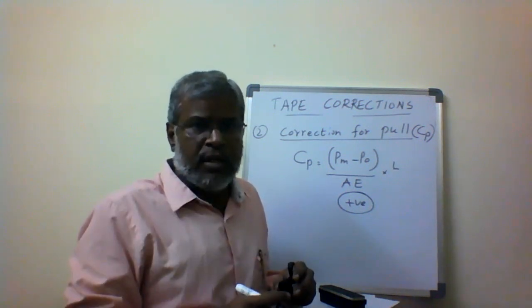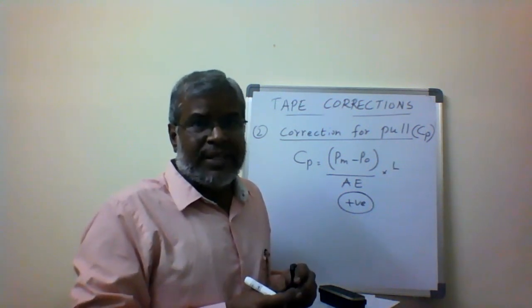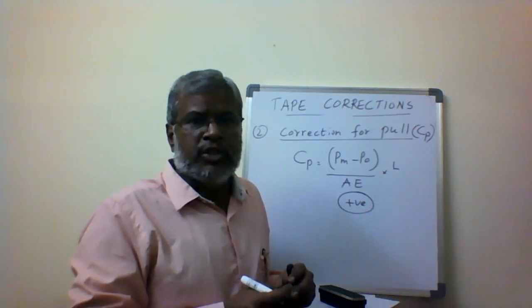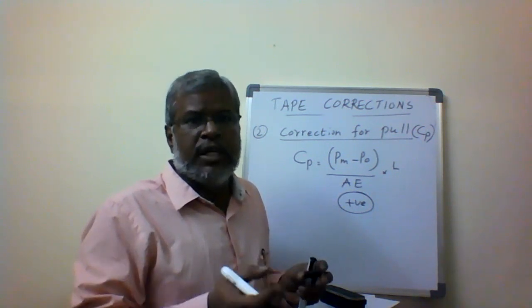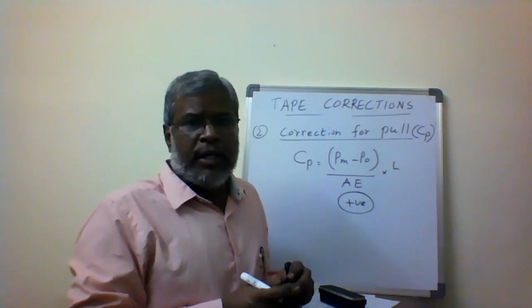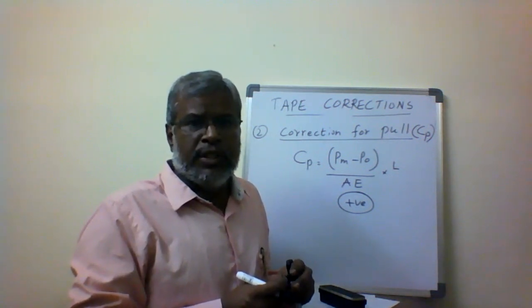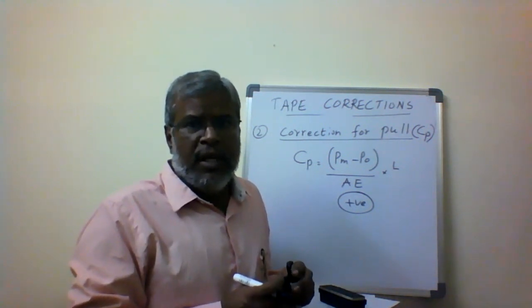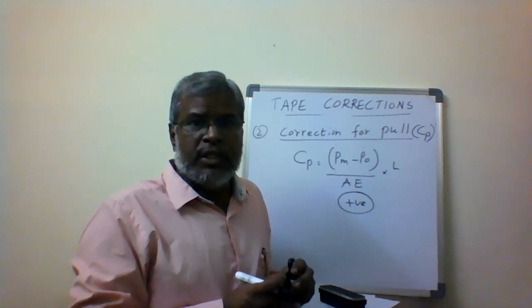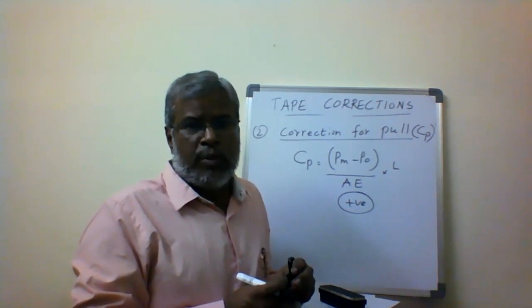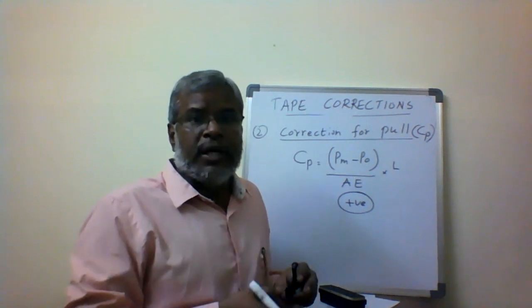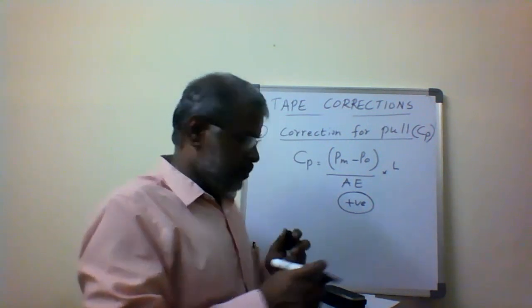For the temperature, because more temperature will be there at the site in the field measurement, that's why we are taking it as positive. Similarly, regarding the extension due to the pull, the length is going to be more than the standard tape length. So the error is going to be negative and the correction we are going to be using as positive. That's why the pull correction also is always positive.